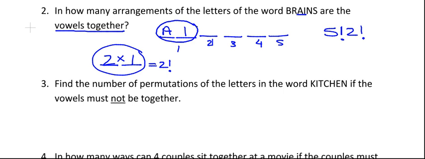So a good strategy for doing these questions is to first group the vowels, or whatever is staying together, and consider them to be like one giant blob that travels together, like best friends. Then we can zoom in and figure out how many arrangements within the blob we have. So in this case, 2 factorial. Let's try another one like this.